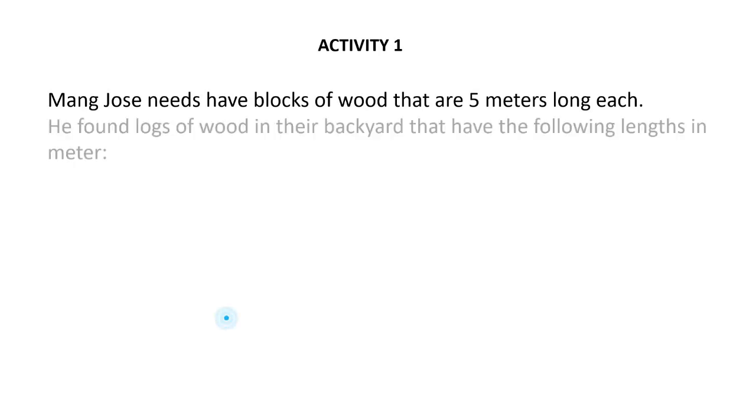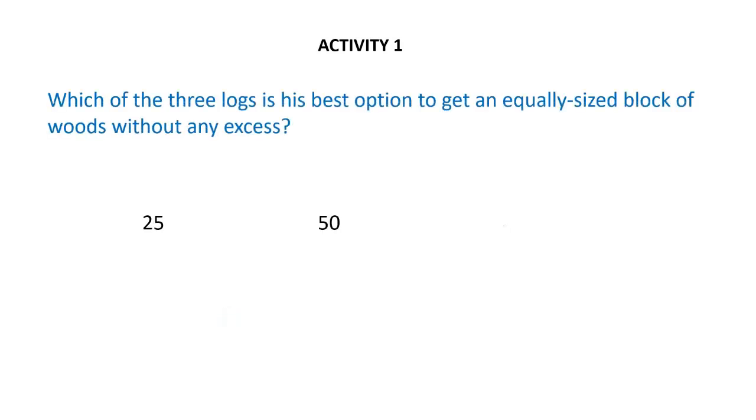So, let's solve another problem. Mang Jose needs blocks of wood that are 5 meters long each. He found logs of wood in their backyard that have the following lengths in meter: 25, 50, and 61. Which of the 3 logs is his best option to get an equally sized block of wood without any excess? The answer is 50. It can be equally divided by 25 meters.